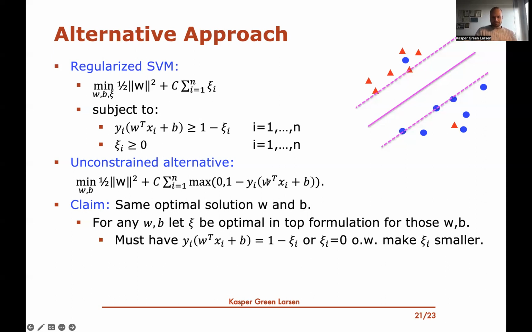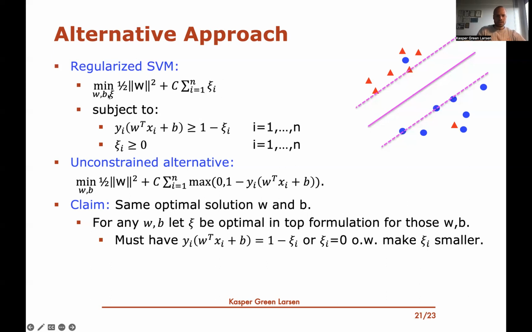So let's have a look at what happens if I fix W and B, and you choose psi to be optimal for those W and B. What should you choose the psi i's to be? Well, if you already have a W and a B, you have to satisfy these constraints, right? That this left-hand side, the functional margin, has to be at least 1 minus psi i, and you pay by making the psi i's bigger and bigger.